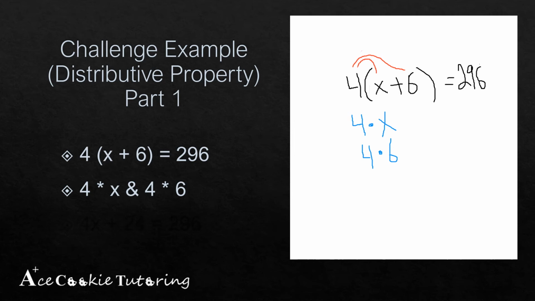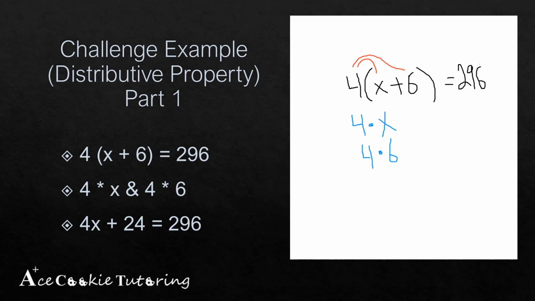And remember, a number right next to parentheses without anything in between the number and the parentheses means multiplication. So once I do that, I've got 4 times x and then 4 times 6. I'm left with 4x plus 24 equals 296. So again, if you struggled with that, just take a moment to figure that out before you go ahead and go on to actually solving this problem. Because at this point, it looks just like a two-step equation that we've done in our other examples.